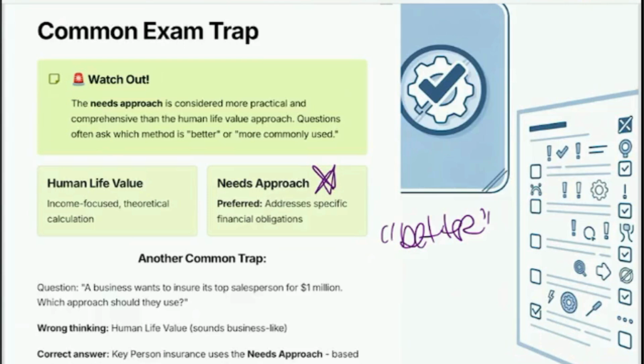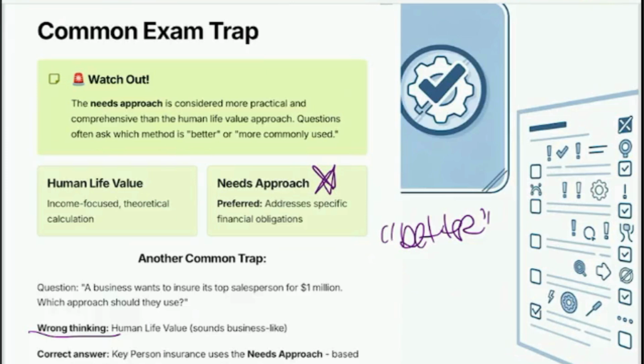Another common trap question: a business wants to insure its top salesperson for $1 million. Which approach should they use? Human life value sounds business-like. Wrong answer. The correct answer for key person insurance is the needs approach, based on the financial loss the business would suffer, not the employee's personal income value.